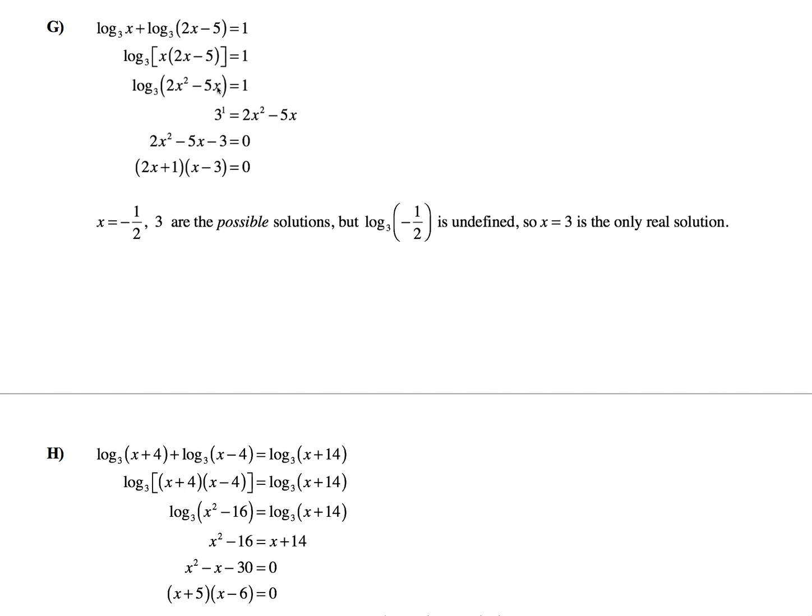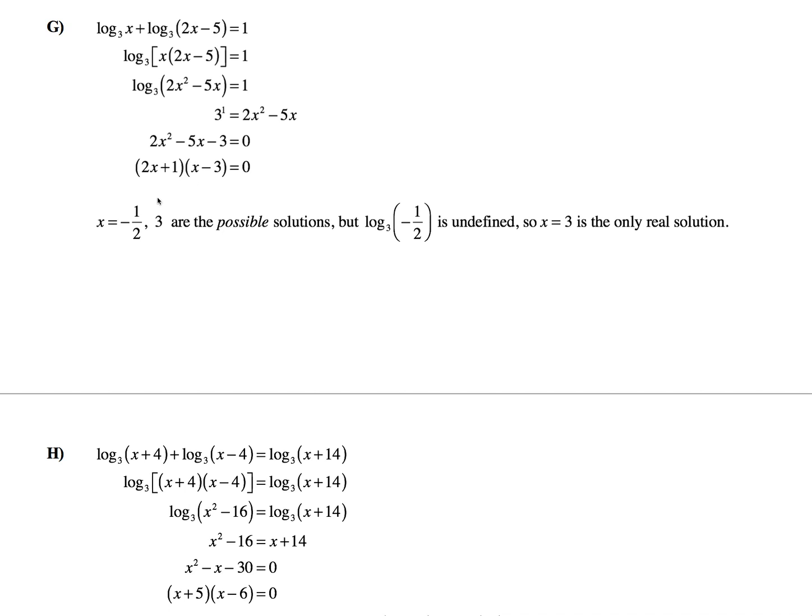Then you can convert that to the exponential equivalent by bringing the 1 over here to the exponent and eliminating the log and taking the argument 2x squared minus 5x and putting it on the right side of the equation. And 3 to the first is 3, so I subtract 3 from both sides of the equation. That gives me 0 is equal to 2x squared minus 5x minus 3. And I just swapped sides here for no reason other than I wanted to have my variables on the left side. Well, 2x squared minus 5x minus 3 factors very easily to 2x plus 1 times x minus 3.